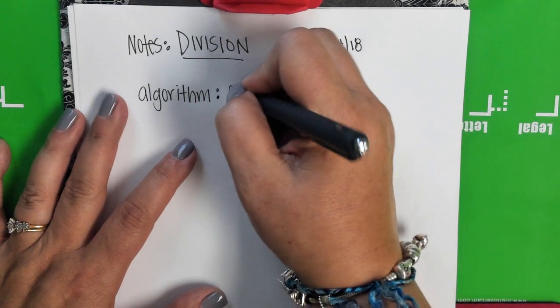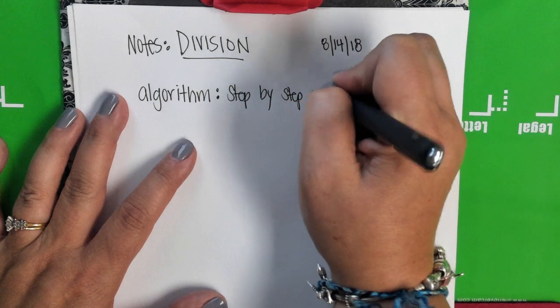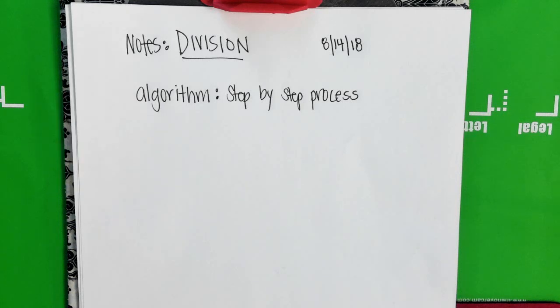So I want you to write out to the side, step by step process. How many of you wash your hair? This is crazy. Have you ever looked on the back of the shampoo bottle? What does it say? Wash, rinse, repeat. Guess what? That's an algorithm. It's a step-by-step process. And the great thing about math is you will have these traditional algorithms, as we're going to call it, that if you follow these steps, you will always get to the answer. All right? With division, we have a 5-step process.